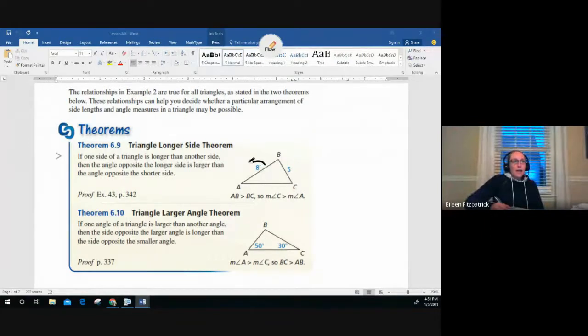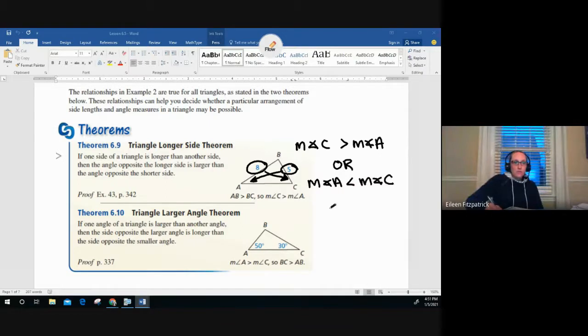All right, 8 is bigger than 5, so the angle across from it, angle C, is going to have a greater measure than the angle across from the 5. So although I don't know the actual angle measurements, I can make a conclusion and say that the measurement of angle C is greater than the measurement of angle A. Or if you want to start with angle A, you would say the measurement of angle A is less than the measurement of angle C. Okay, so that's based on the triangle longer side theorem. Now we can use the angles to make a conclusion about the sides.